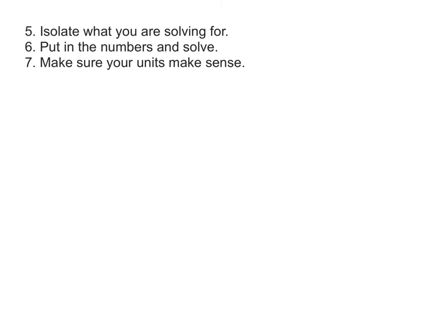Okay, and the last 3 steps: isolate what you're solving for, put in the numbers and solve, and make sure your units make sense. Those are the same 3 that we would look at with problem-solving guidelines, and of course you need to round. But the main thing for this is making sure that you have those 3 steps in number 4. Energy at A equals energy at B, kind of energy at A equals kind of energy at B, and the equation at A equals the equation at B. Those are things I will look for whenever I'm grading tests or quizzes.